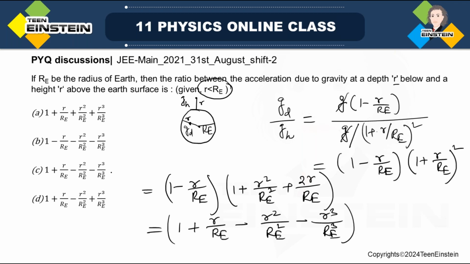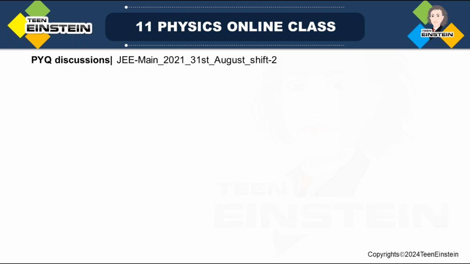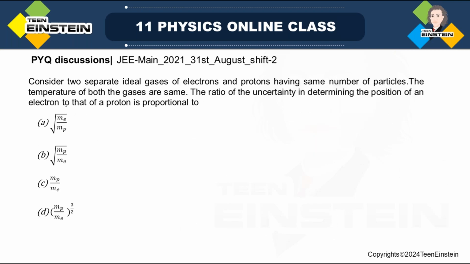So where is that option? See this option. This is plus and both of them are negative. Okay, so option C will be the correct answer for this question. This was not very tricky, but by seeing the options, you have to actually understand how to write GH and how to write G depth. Okay, all right. So let us go to the next problem.